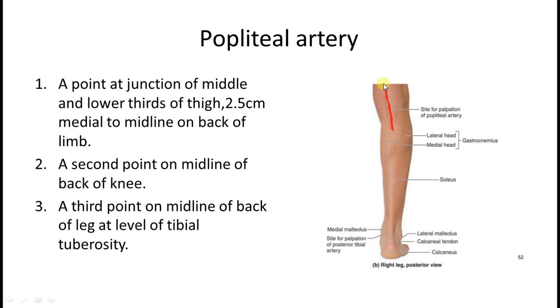So one point, junction of the middle and lower third of the thigh, 2.5 centimeters medial to the midline. Second point in the middle of the knee. Third point at the level of the tibial tuberosity. The tibial tuberosity will be anterior, so just behind the tibial tuberosity, mark a point and draw a line connecting these three points, and that will give the popliteal artery surface marking.